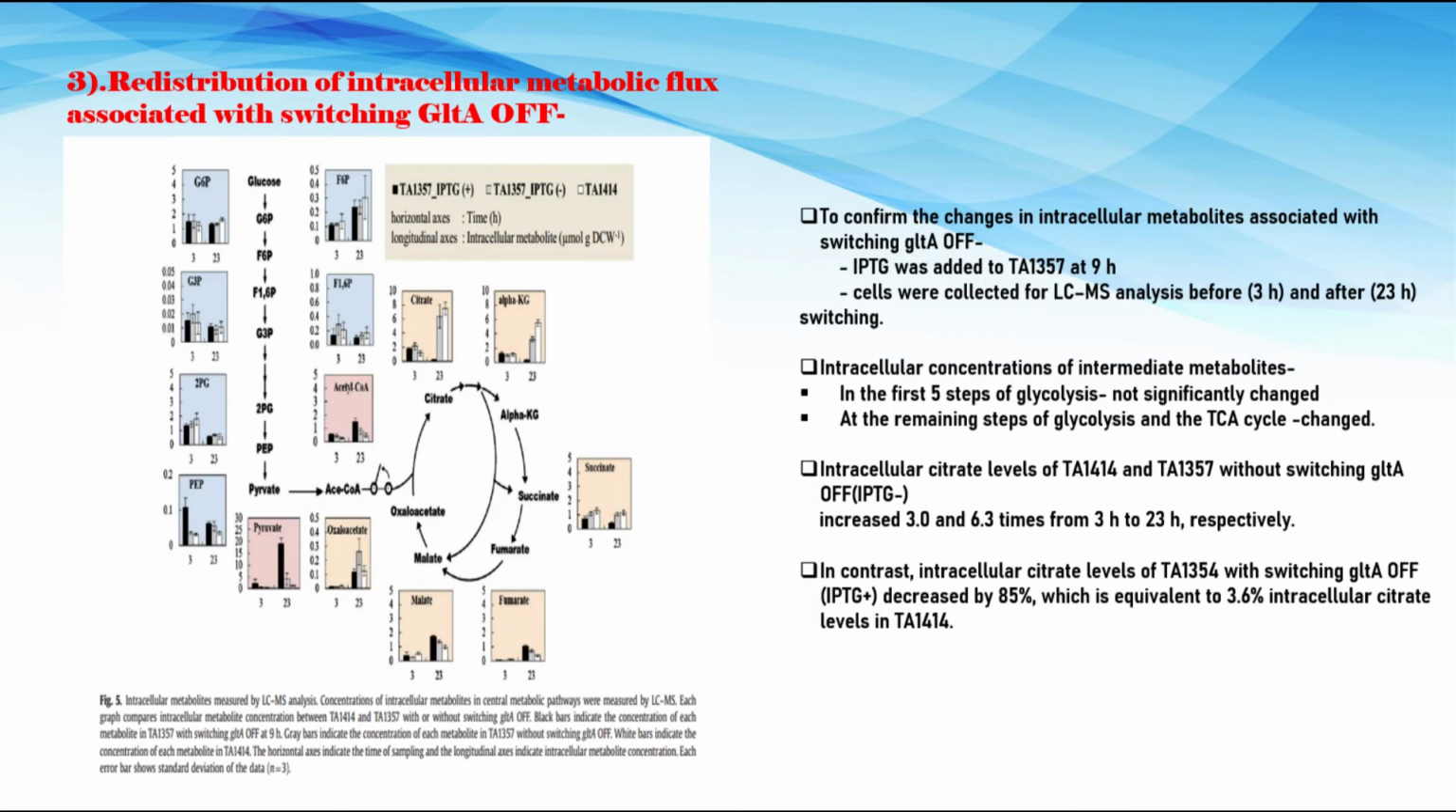Here, to confirm the changes in intracellular metabolites associated with switching GLTA off, IPTG was added and the cells were collected before and after switching. We found that the intracellular concentrations of intermediate metabolites in the first 5 steps of glycolysis were not changed, and at the remaining steps they changed. We also found the intracellular citrate levels with and without switching GLTA off, which are mentioned here.